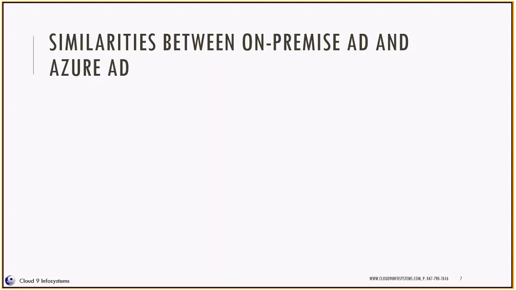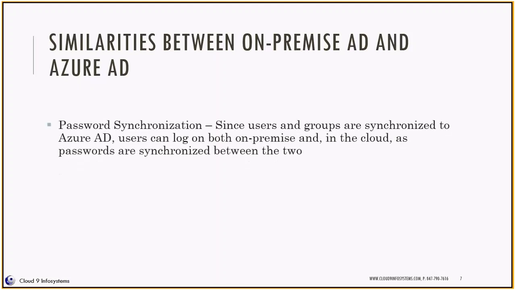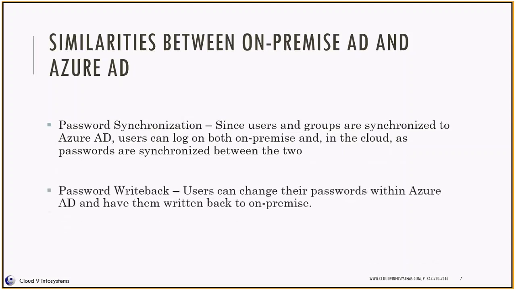Both of them, the Azure AD as well as the Windows AD, have some similarities, such as password synchronization between them. Users and groups are synchronized to the Azure AD. Users can log onto both the on-premise and in the cloud, and the passwords are synchronized between the two. There is another feature called password writeback, wherein if a user changes their password within the Azure AD, it can be written back onto the on-premise AD. We'll go through the differences that both of them bring to the table.